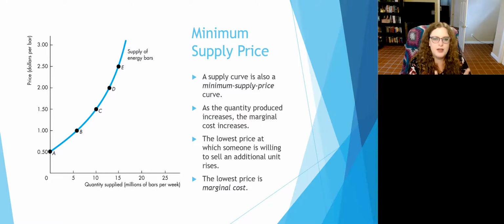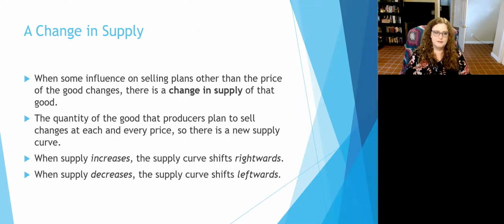And this is what the supply graph shows. At point A, I see that it's going to cost me 50 cents in supply to make the first one. That is the minimum amount that I would accept before I can start producing. At E, we see that for 15 million of these candy bars, I need to make $2.50, because maybe that's what my supplies are. That is my marginal cost for making that 15 millionth candy bar. It costs me $2.50 in supplies, I need to make that much. And that's what the supply curve represents.